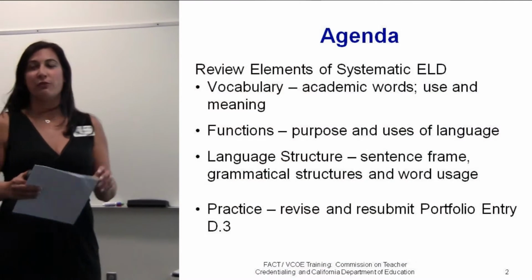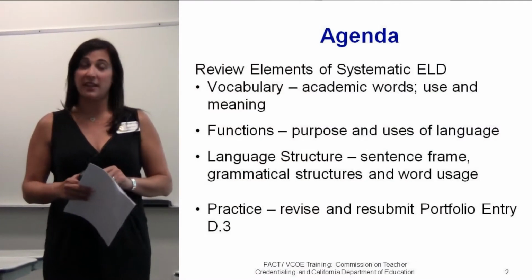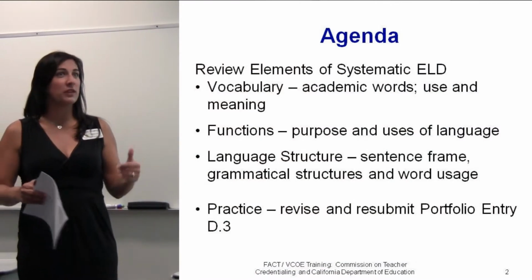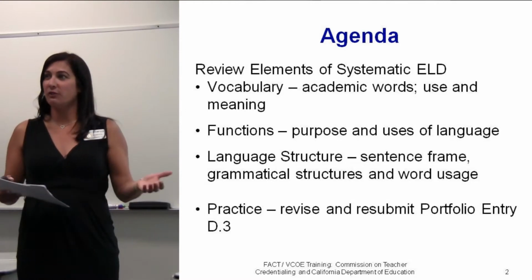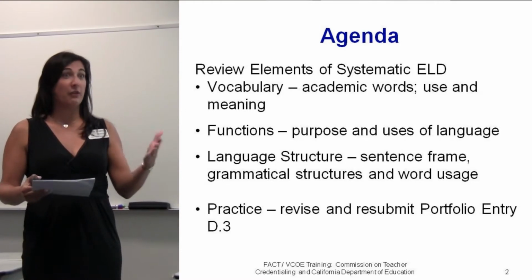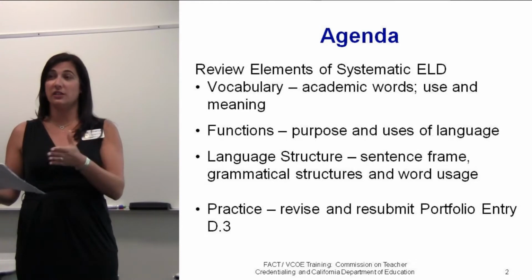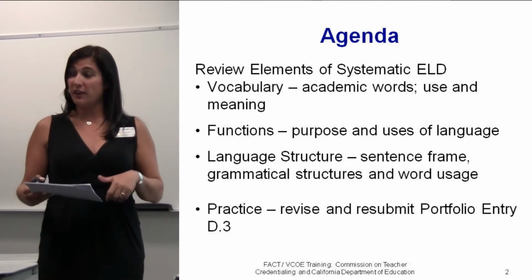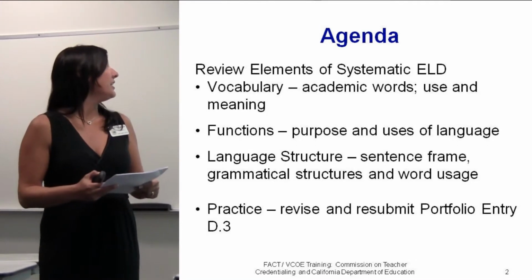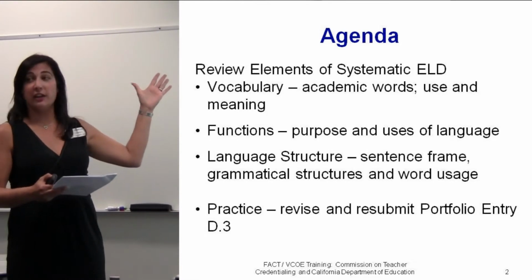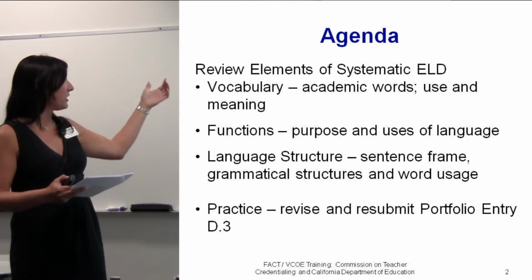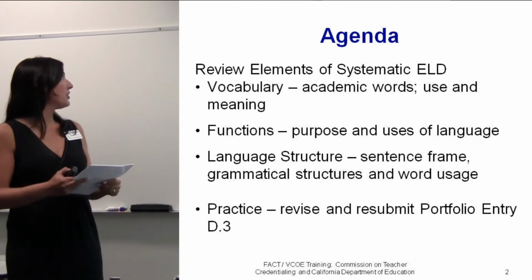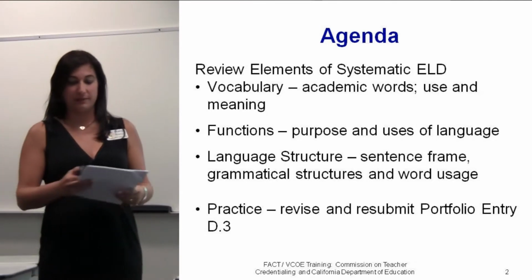We're going to talk about the 4 key elements of systematic ELD today. Systematic ELD is really just the idea that we can't leave learning English to chance, and that we have to follow a system of how we teach and deliver the instruction of English to English learners. It starts with a focus on vocabulary, and then we're going to look at the functions. We're going to follow that with language structure, and then we're going to have a chance to practice that.